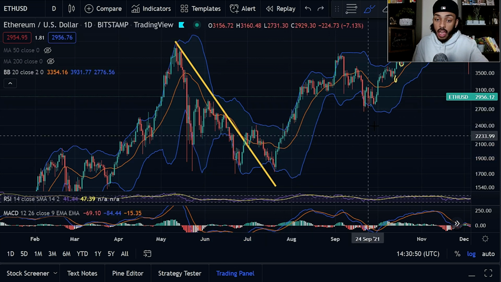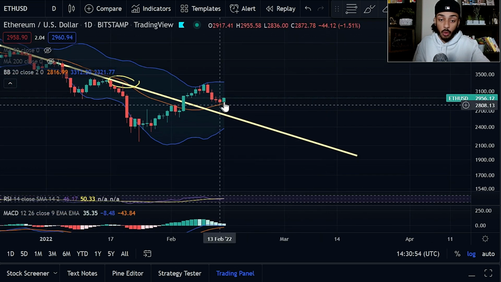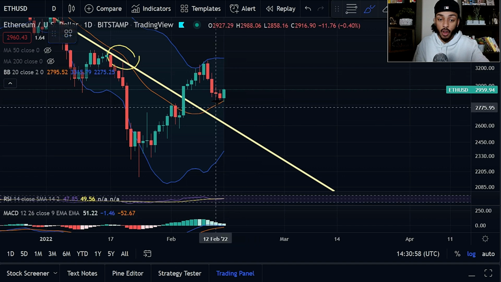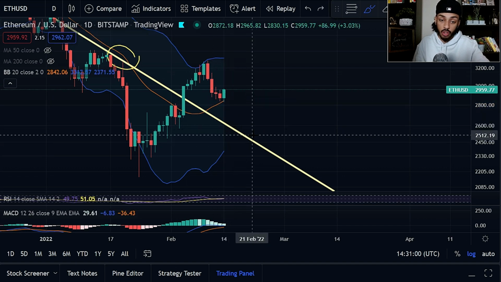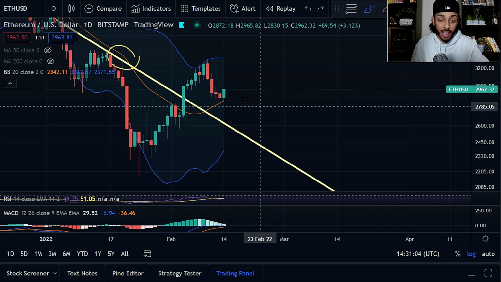And so what becomes very, very important at this point is whether or not we hold some support at this 20 simple moving average, or do we start to see a fall back below this level, which could result in a fall as low as $2,500 to even $2,100.